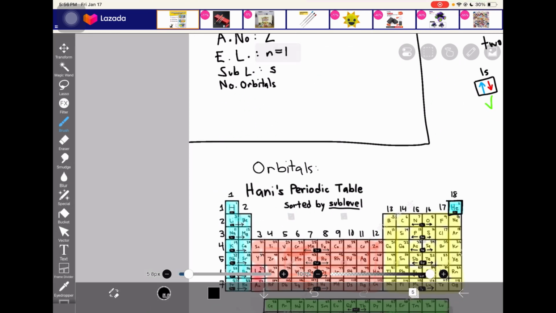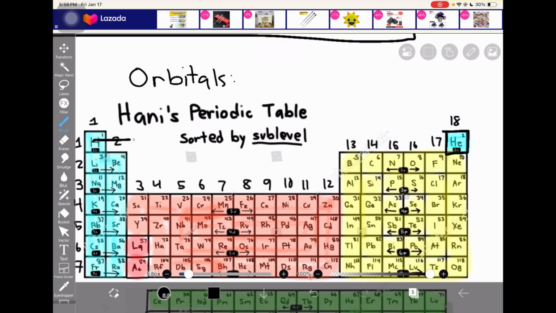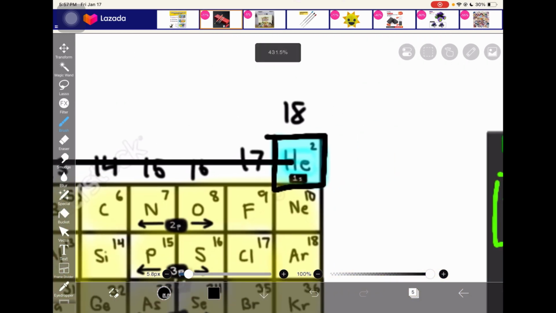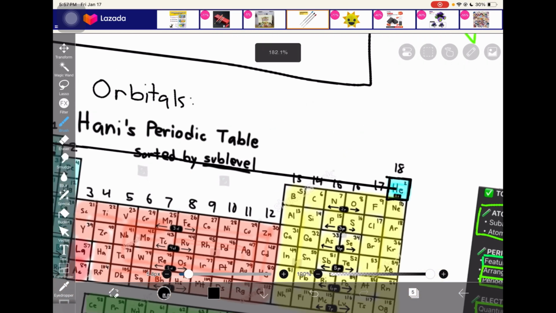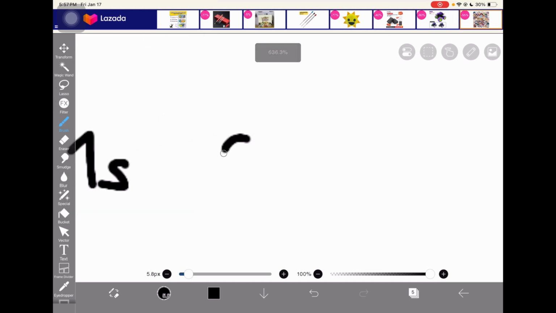For the number of orbitals, once again, we have to count again. From hydrogen to helium, we have a 1s here and a 1s over there. So it looks like we only passed by one orbital, 1s, which means it's just 1.